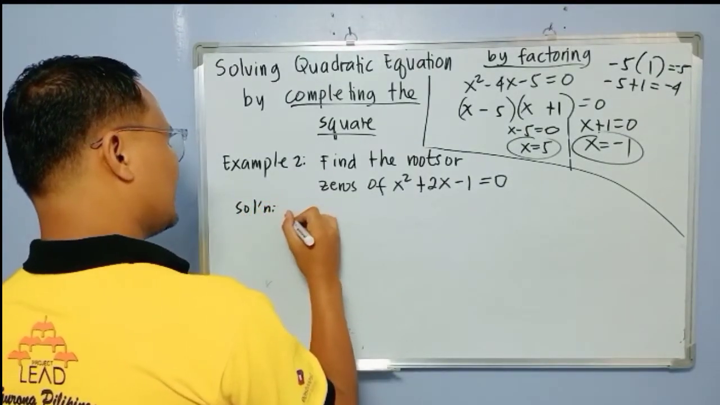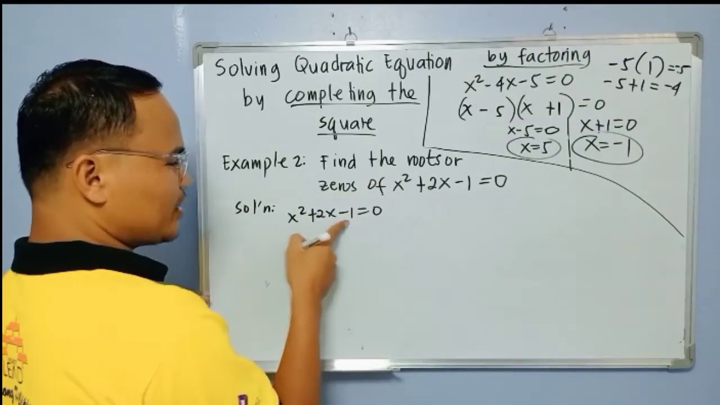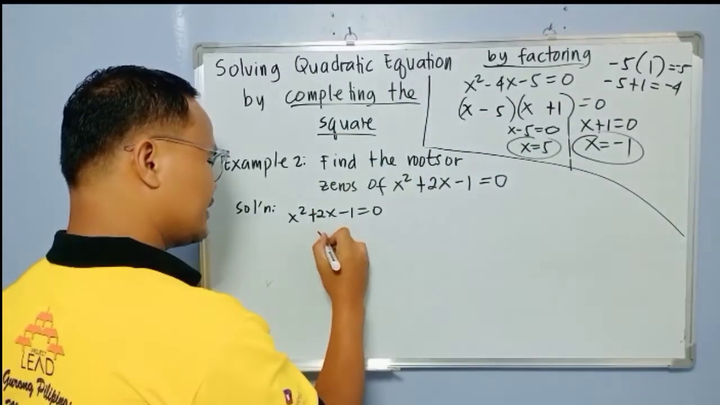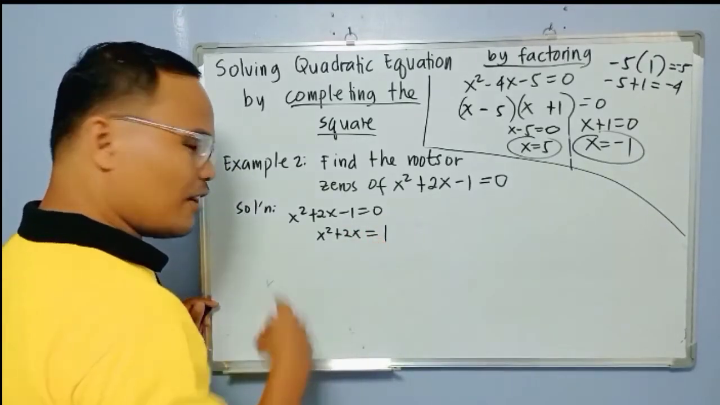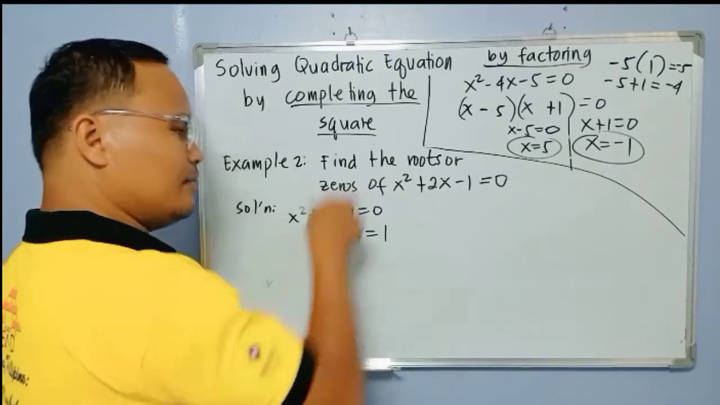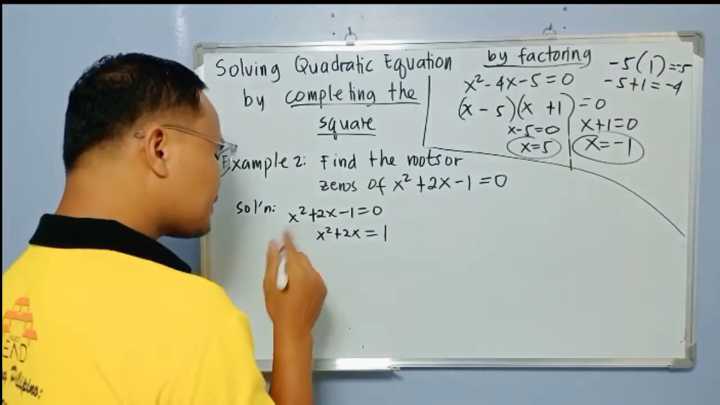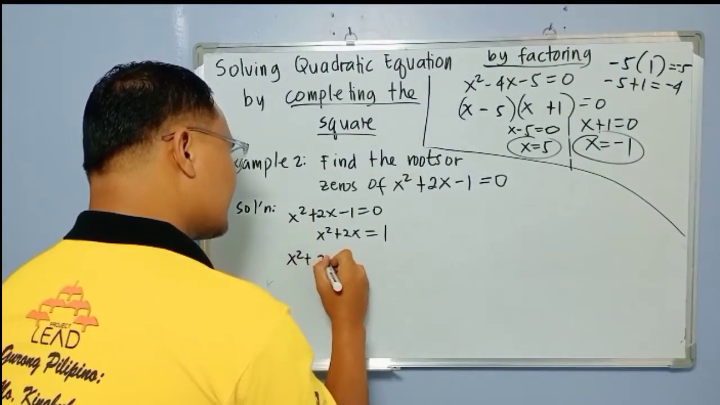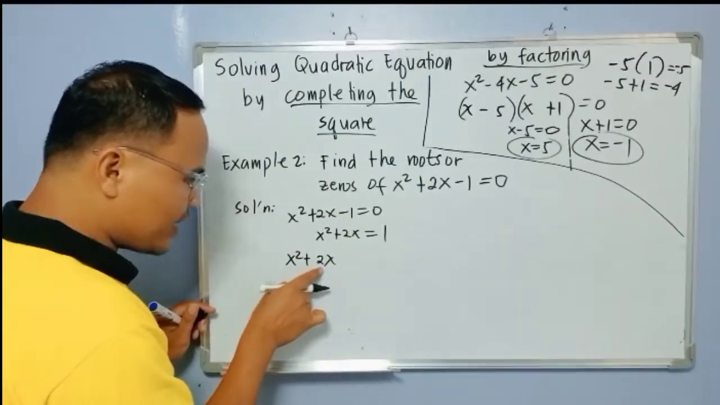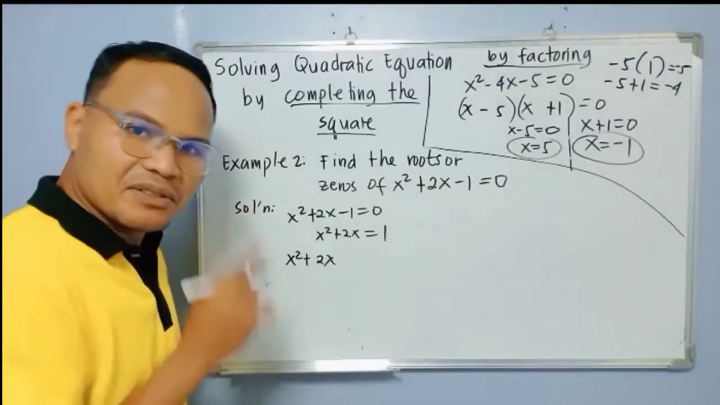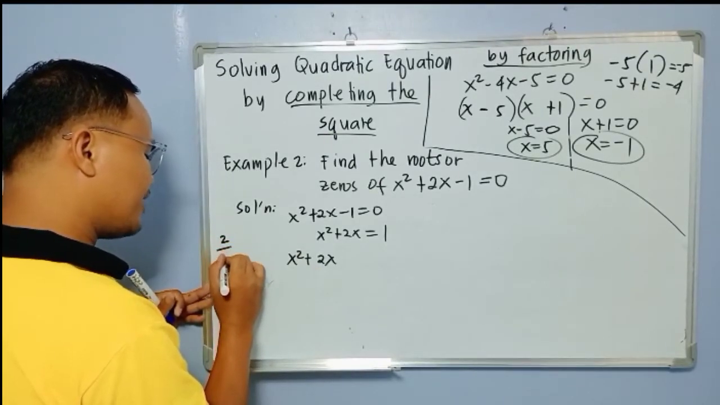Solution. x squared plus 2x minus 1 equals 0. Then we are going to transpose the constant term to the other side. x squared plus 2x equals 1. Then after transposing the constant term to the right side of the equal sign, we are going to make this one a perfect square trinomial. So here, x squared plus 2x. The same idea. You are going to divide the coefficient of the linear term by 2 always. So here the coefficient of the linear term is 2. So we have 2 divided by 2.